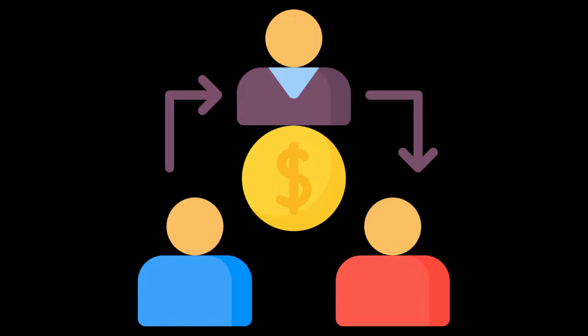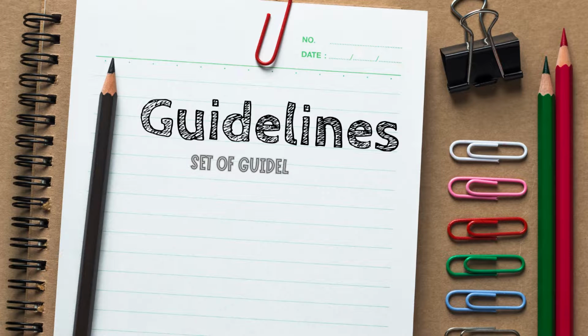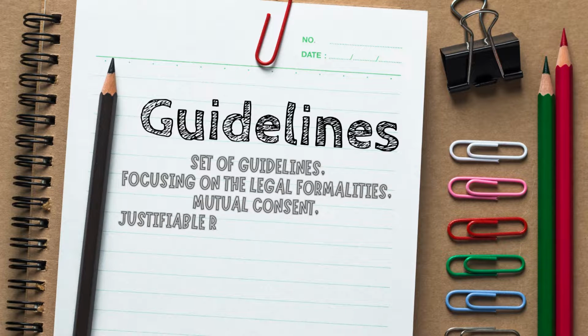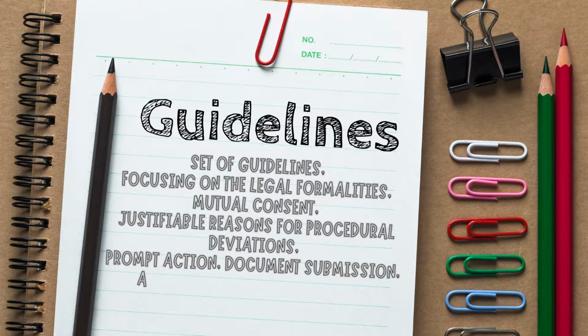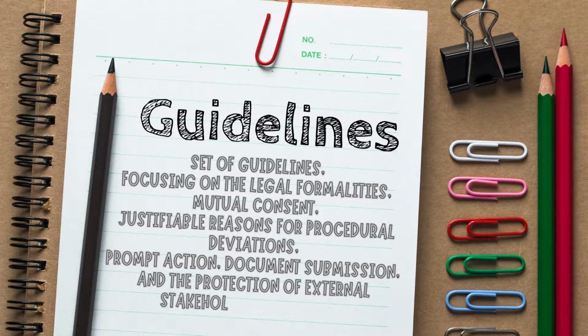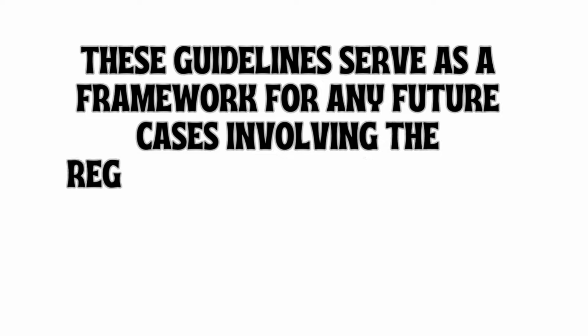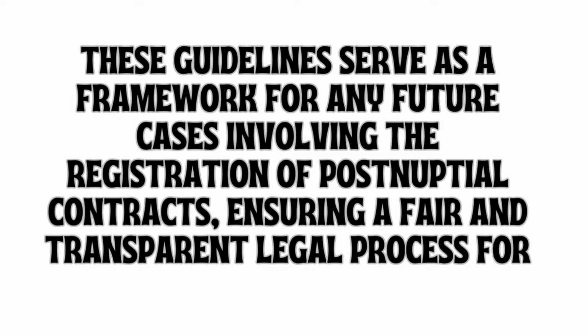legal process. In essence, Ex Parte Oxford, 1920 CPD 367, outlined a comprehensive set of guidelines, focusing on the legal formalities, mutual consent, justifiable reasons for procedural deviations, prompt action, document submission, and the protection of external stakeholders' interests. These guidelines serve as a framework for any future cases involving the registration of postnuptial contracts, ensuring a fair and transparent legal process for all parties involved.